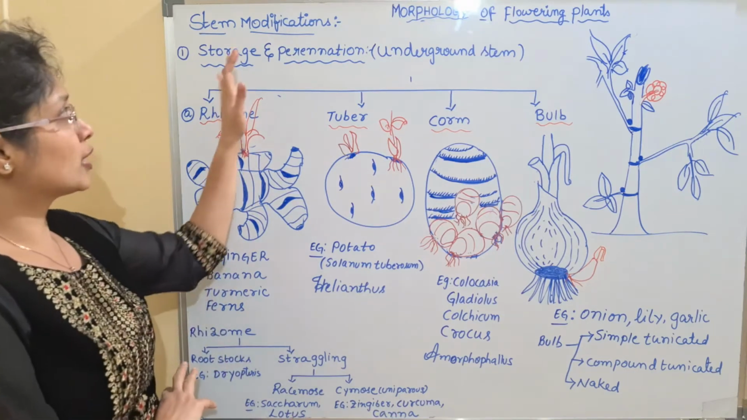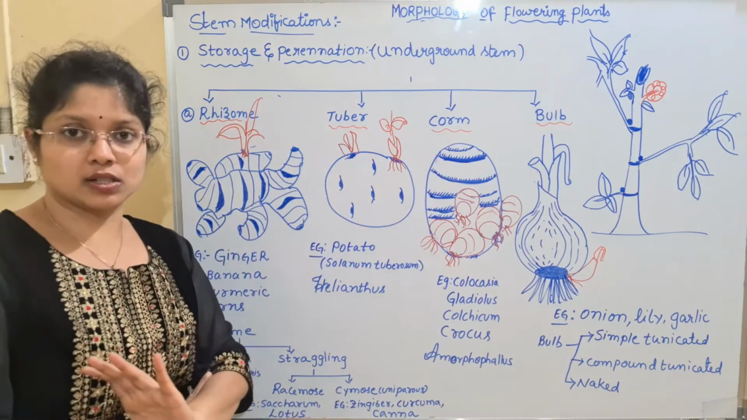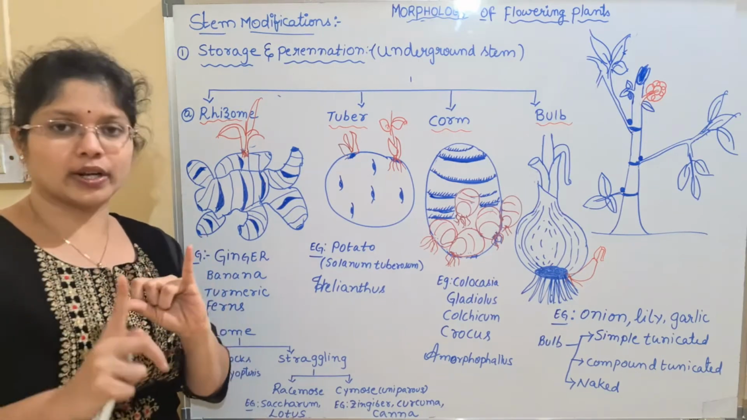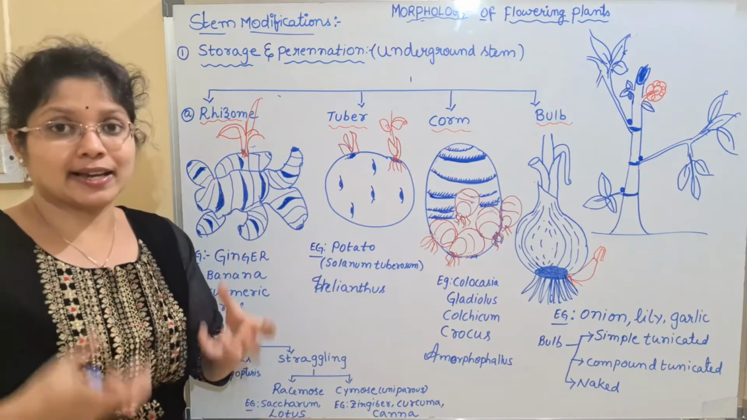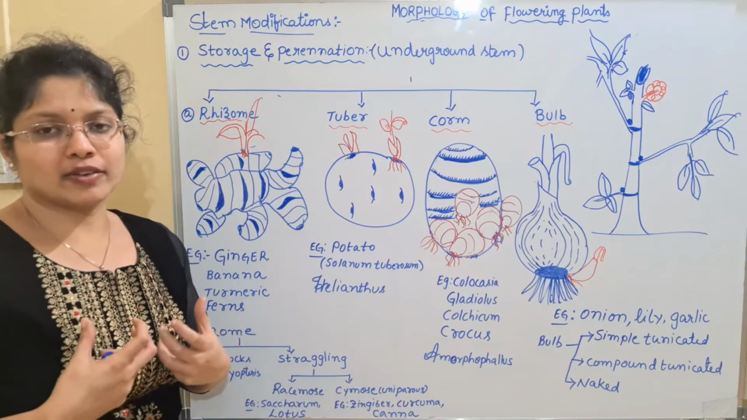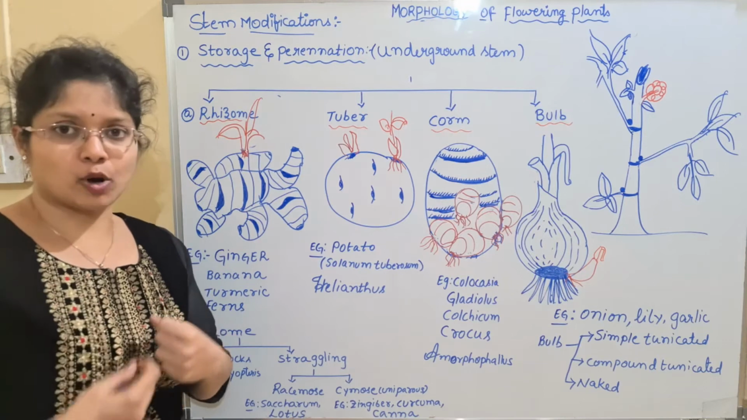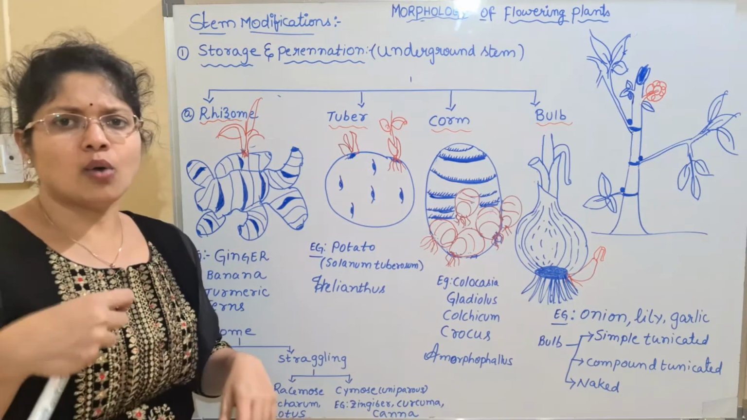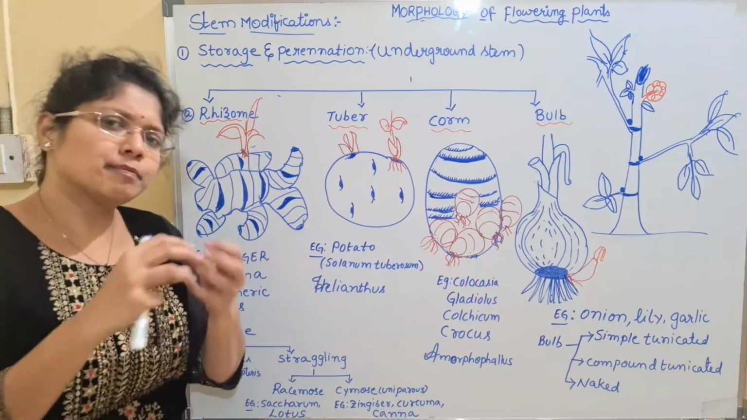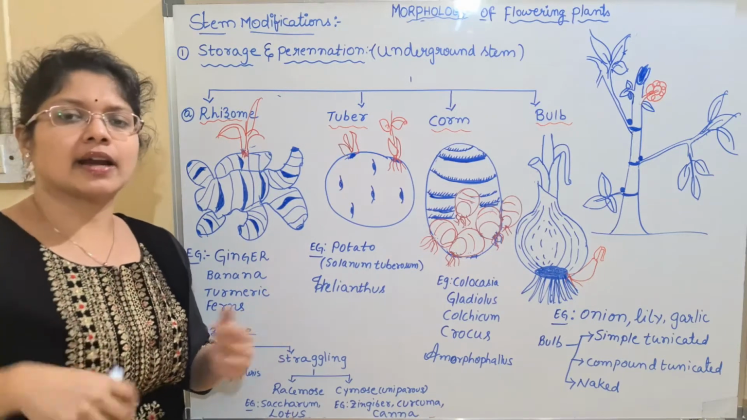So the first important modification is the stem modification. All the four important structures which I am discussing now are meant for, one, storage; two, perennation, they can be saved inside the soil, and whenever there is onset of favorable conditions they will sprout; and the third thing, they are meant for vegetative propagation or asexual reproduction. How is it meant for asexual reproduction? Let us say a piece of ginger. If you take a piece of ginger and place it in soil, what will happen, children? After some time it will germinate and give rise to a new plant.